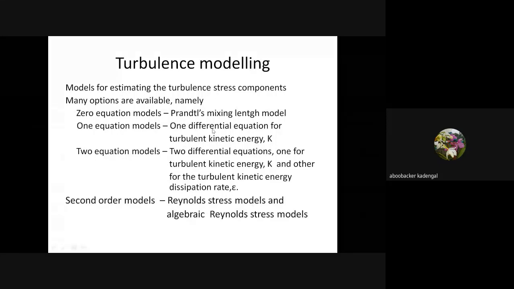And there are one equation models, where one differential equation is used, that is the turbulent kinetic energy. And there are two equation models, with two differential equations, that is the K epsilon or K omega models. We have one equation for K, another for the dissipation rate epsilon. K is the turbulent kinetic energy, and epsilon is the dissipation rate. And there are second order models, the Reynolds stress models and algebraic Reynolds stress models, that are higher order tensor models.